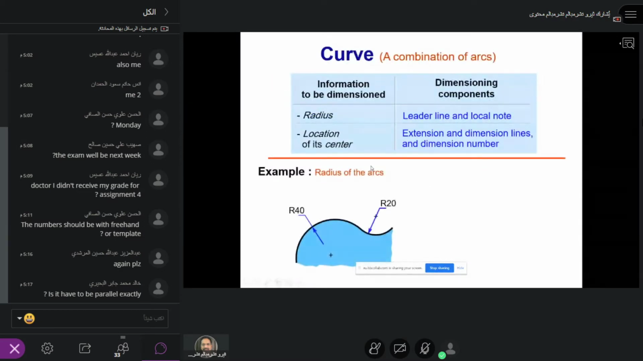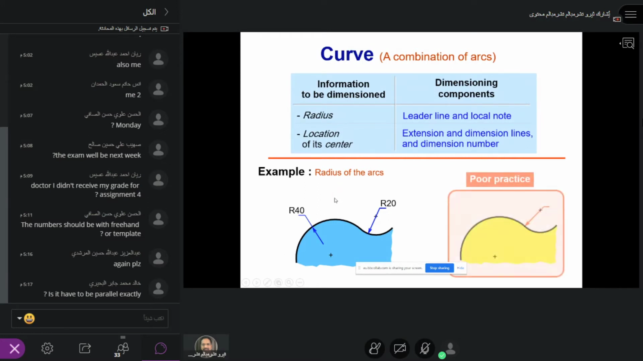Then for the curve, of course, on the concave side, you have to make the radius, leader line and local note, extension and dimension lines and dimension number, since we already know that. And the poor practice is, see, the center is somewhere and it should always be on this concave side.